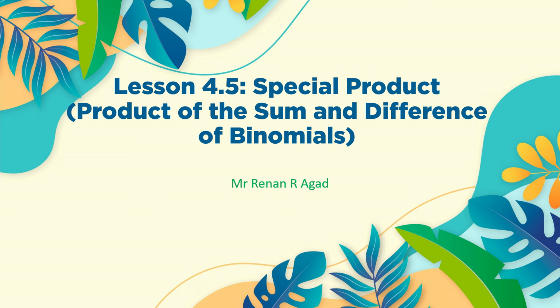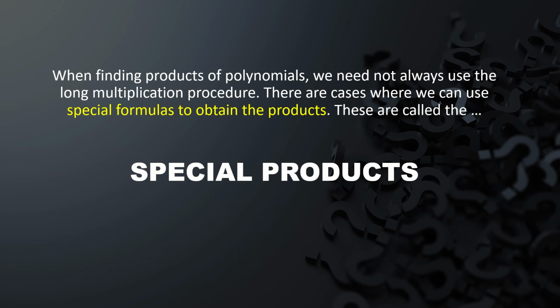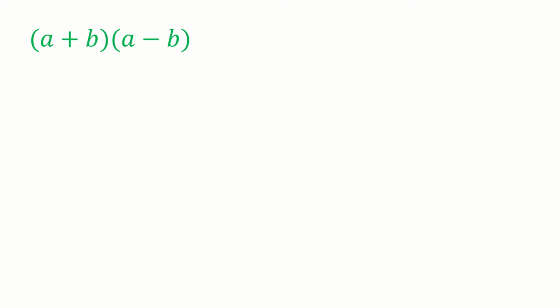Special products. This is our continuation of our discussion previously about special products. In case you don't remember, instead of using the long multiplication procedure through distributive property, we can obtain products of certain cases. That's why they're so-called special products. This time, we will look into two binomials with commonality.